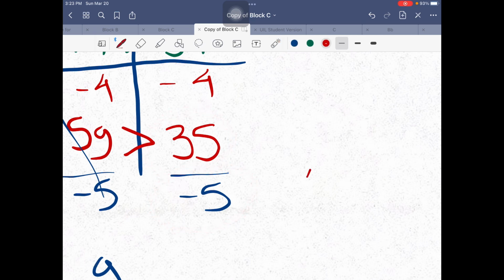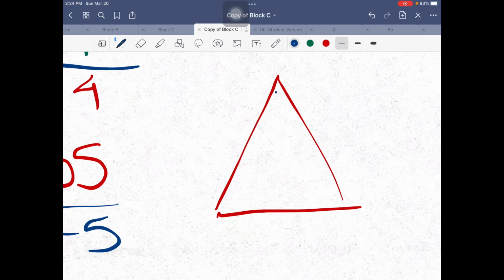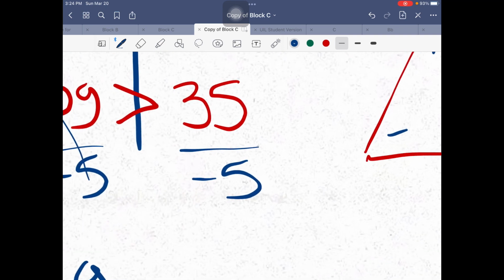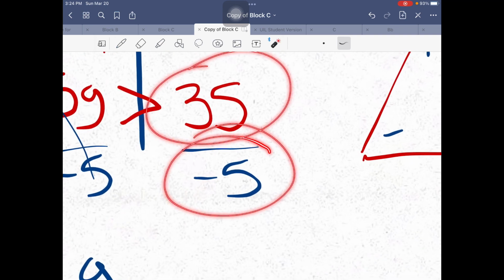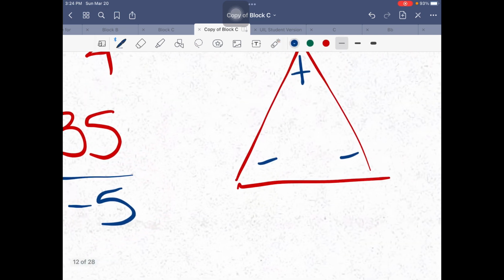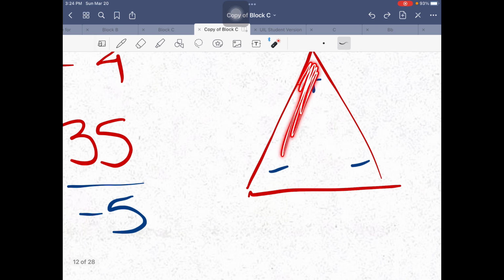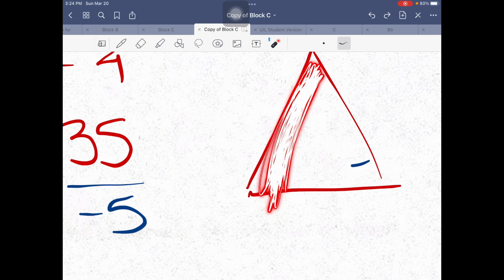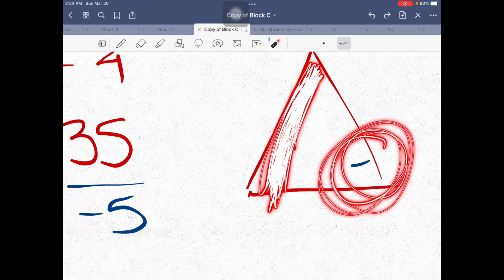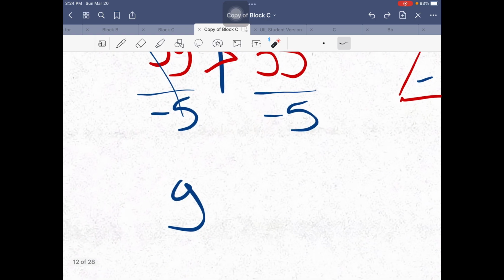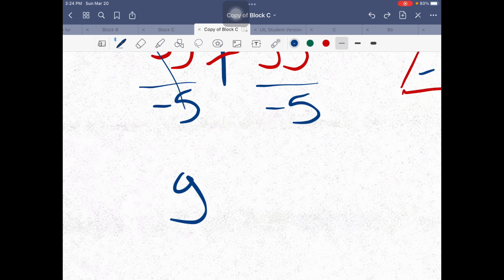When we have that, we're going to have to draw a little Dorito, a Dorito guy. We have the plus, minus, and minus. Now, in this case, we have a positive and a negative. When you draw it, because we have a positive and a negative, you're going to use your finger to cover a positive and a negative because that's exactly what we have. Now, when you use your finger to cover these two, what do you end up with? A negative. Okay, so what's 35 divided by negative 5? Negative 7.